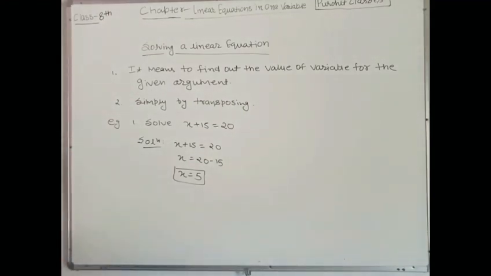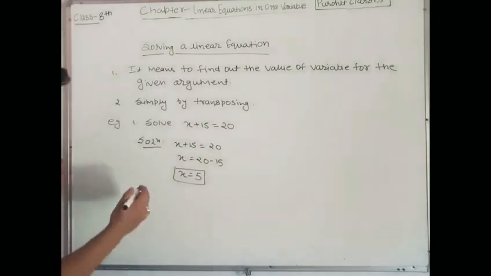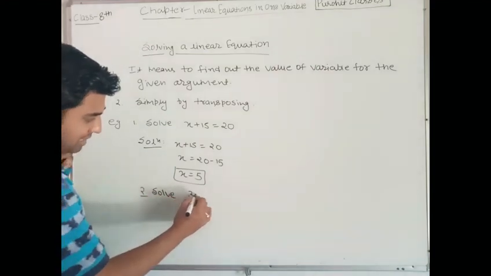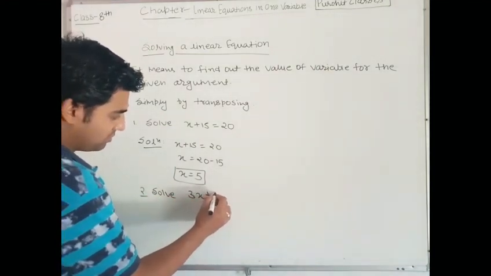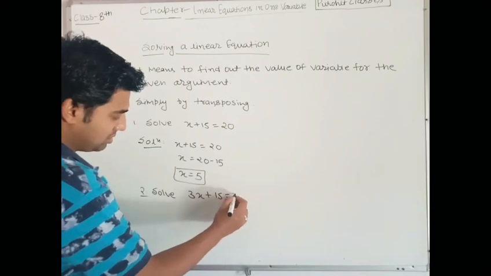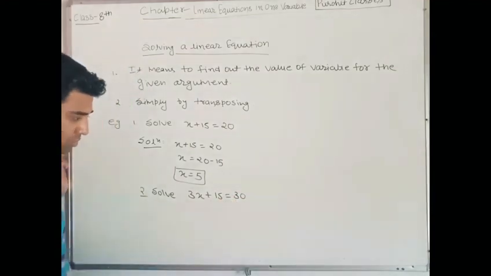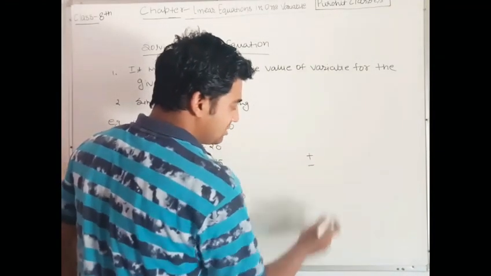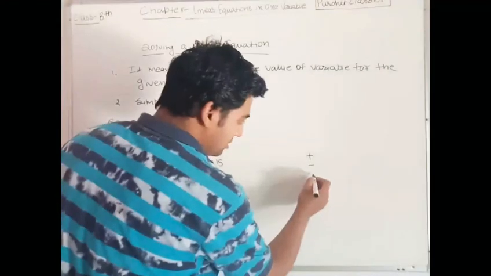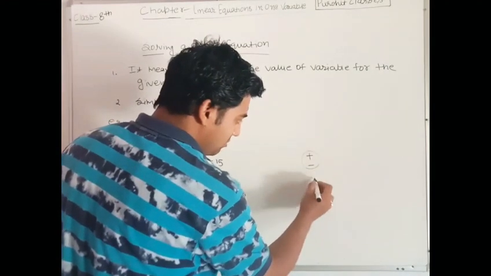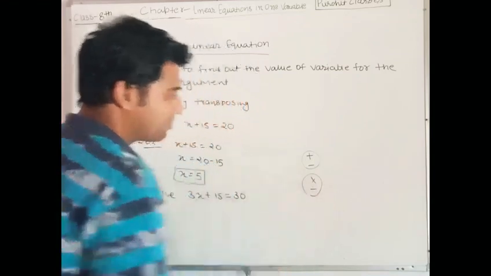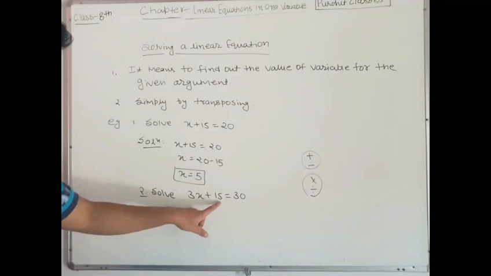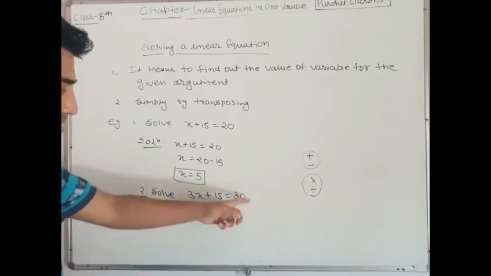Getting or not? Getting? Okay, let's see one more example. Second is: solve 3x plus 15 equals, let's say, 30. First we will transpose the terms which are under the operation of addition and subtraction. Later we will solve the terms which are under the operation of multiplication and division. This you have to remember. Understood? So how many terms are there? Two terms. This term is under the operation of addition, so first we will subtract this term.